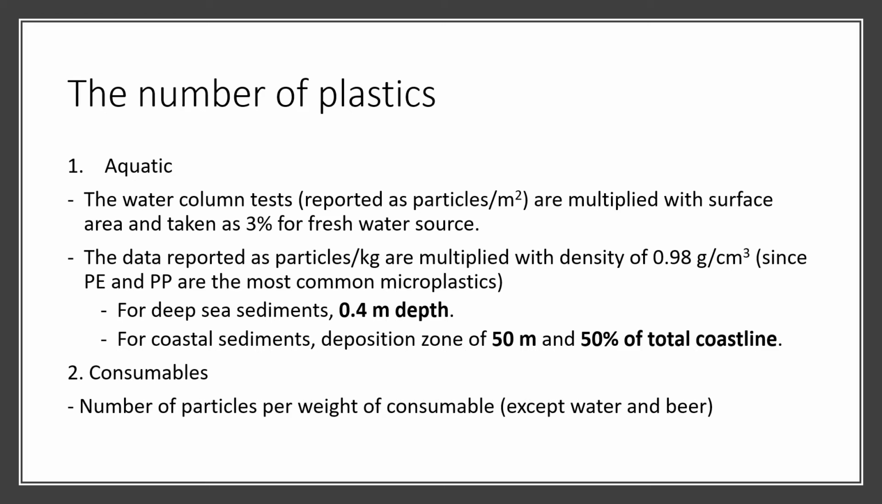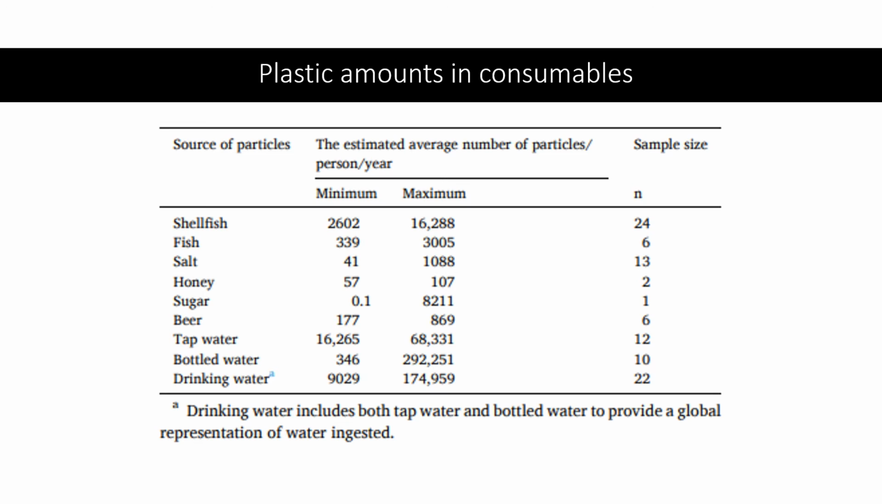The number of plastics data is derived by many methods relating to their reported style. Particles per meter squared types are multiplied with the surface area of freshwater sources, and particles per kilogram types are multiplied with a density of 0.98 gram per centimeter cubed, considering PE and PP. Consumables are reported as the number of particles per weight of the consumable, except for water and beer. In this slide, you can see the maximum and minimum numbers for the amounts in the consumables.